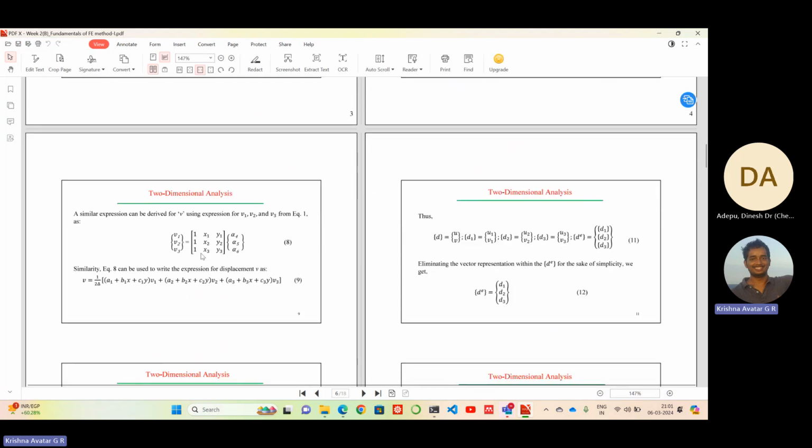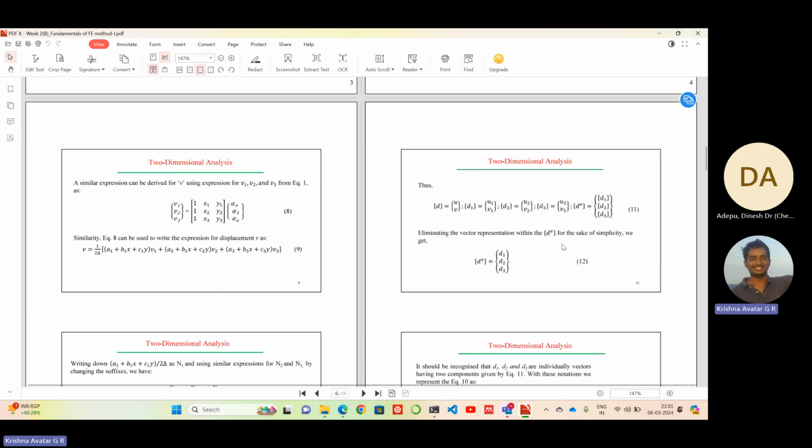And likewise for v1, v2, v3, that's how we do it. And then why not have a 2 cross 1 vector at every node? Say at node 1 we have u1, v1, node 2, u2, v2, and node 3, u3, v3, and denote this by d. So for every element we'll have this 6 cross 1 vector, right? Every entry here happens to be a 2 cross 1 vector, so we can just eliminate this vector notation within d for the sake of simplicity, and we are able to have this.